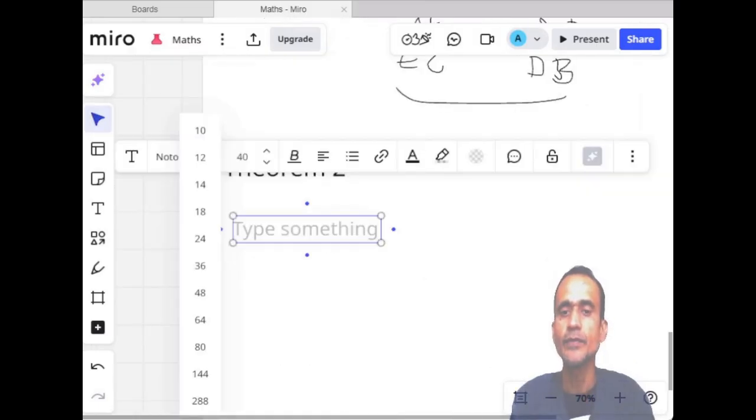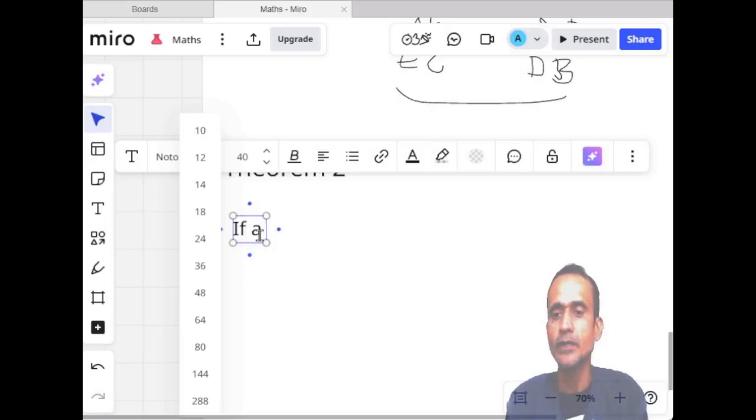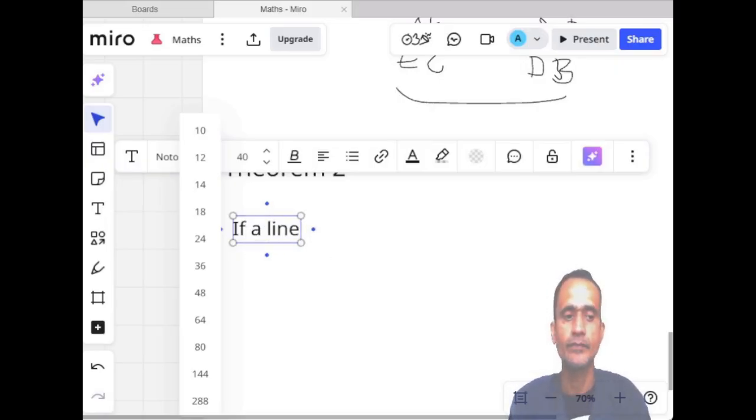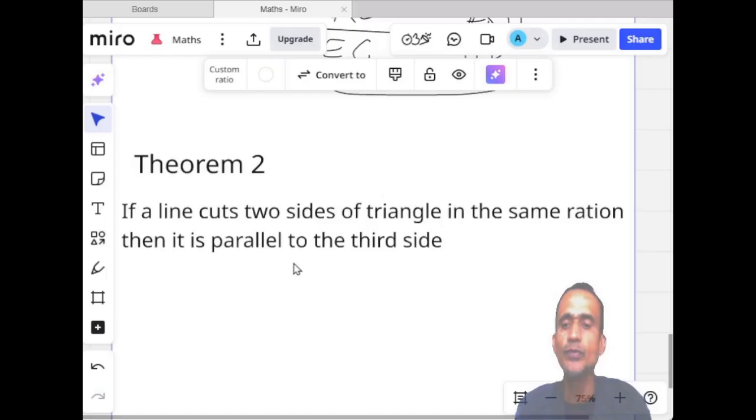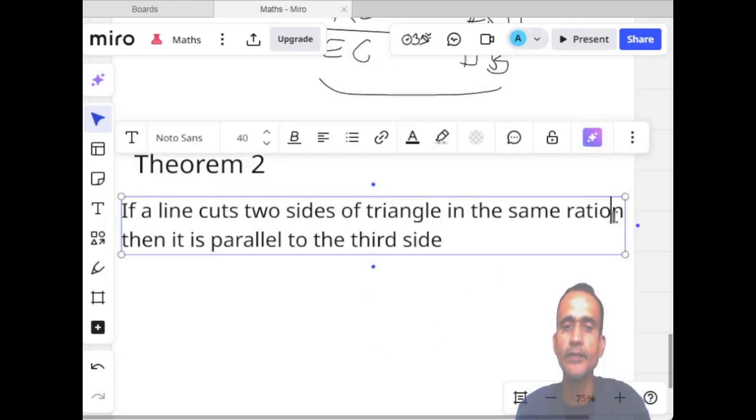Now we will prove the reverse of this theorem. We will prove that if a line cuts two sides of a triangle in the same ratio, then it is parallel to the third side.